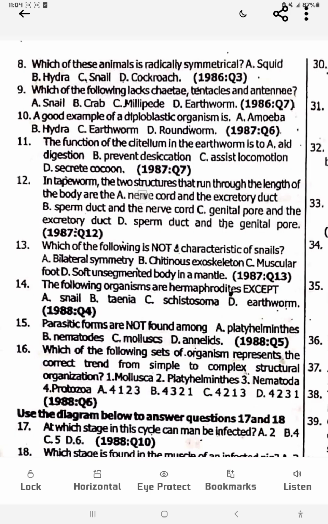Next, triploblastic. A triploblastic animal has an additional layer of mesoderm in between ectoderm and endoderm. Ectoderm is ECTODERM. Endoderm is ENDODERM. You understand?